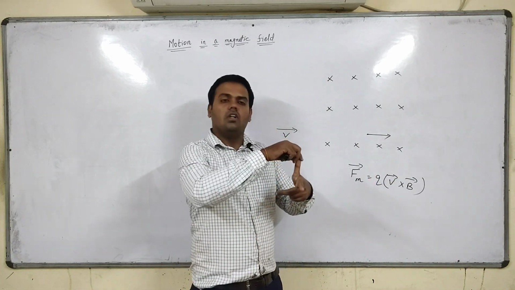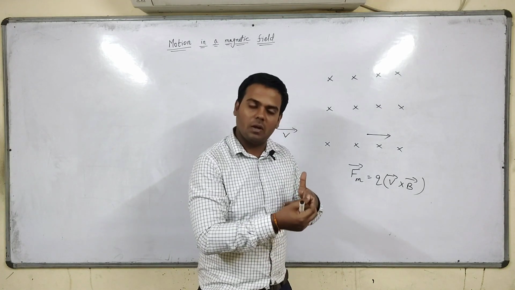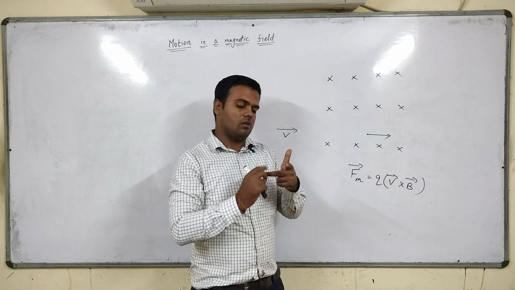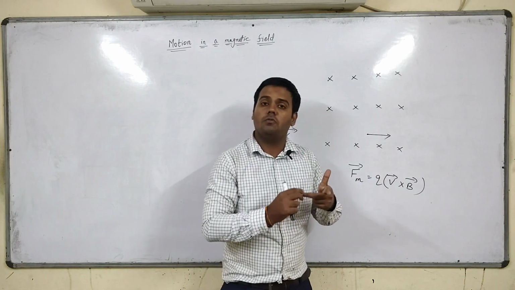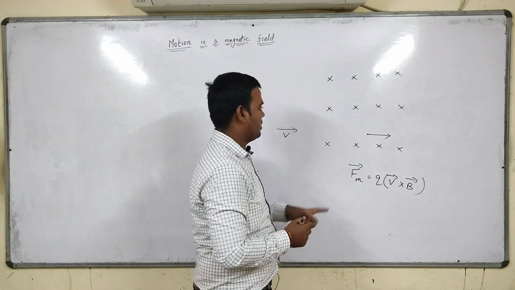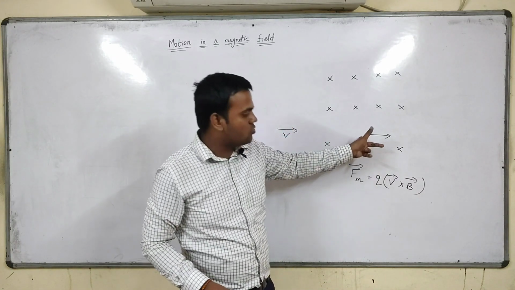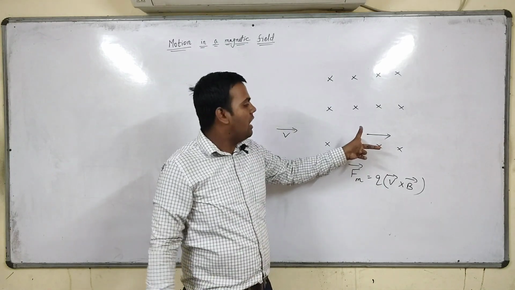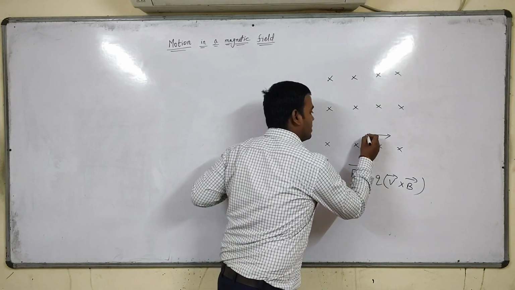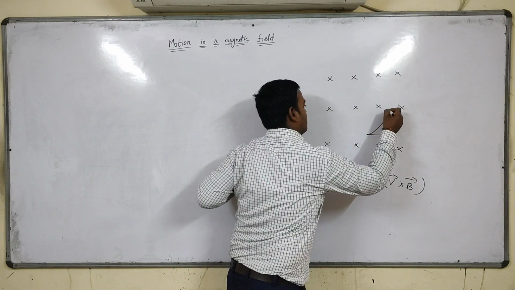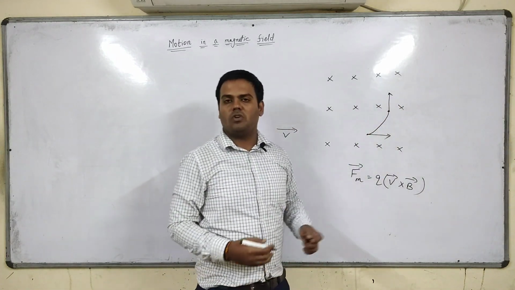In Fleming's left hand rule, the thumb shows the direction of force, the first finger shows the direction of the applied magnetic field, and the second finger shows the direction of motion of the charged particle. So here the magnetic field is inside the whiteboard, the charge tries to move to the left hand side, and then the force is in the upward direction. So the charged particle moves something like this. Here it reaches and it tries to move in the upward direction.